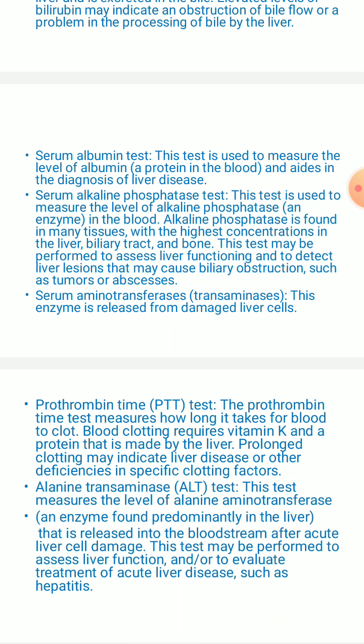Coming to the next, the ALT test, that is also called the alanine transaminase test. This is a very important test to measure the level of alanine aminotransferase, which is an enzyme found predominantly in the liver. This is going to be released into the bloodstream after acute liver cell damage. Only after the acute liver cell damage can you make out the presence of this enzyme, which is released into the bloodstream from the liver.